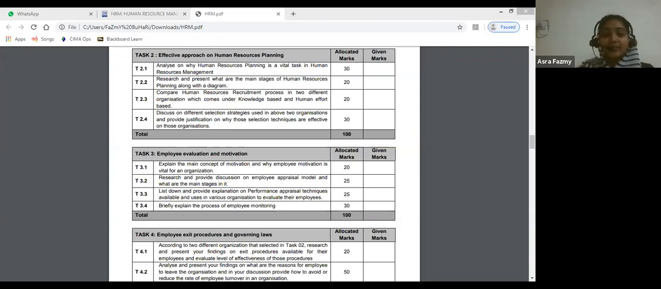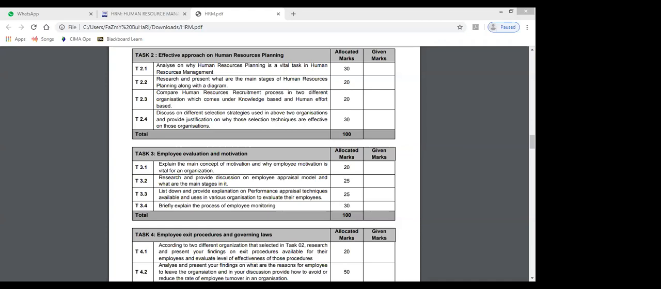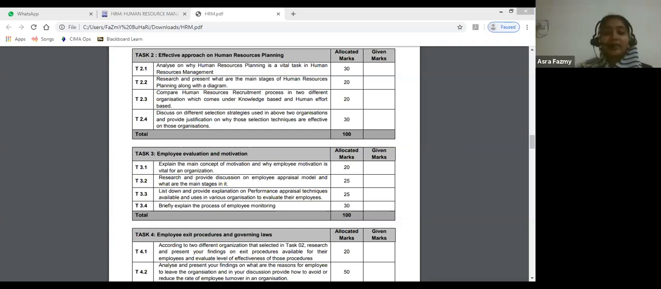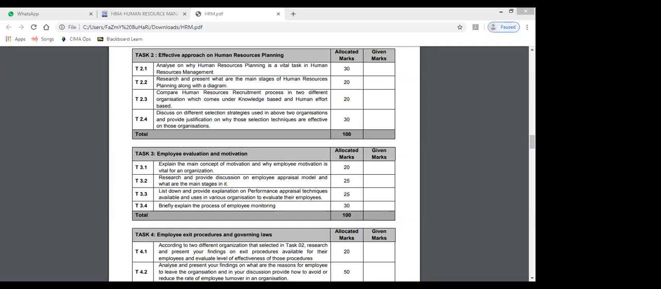And then list and provide explanation on performance appraisal techniques available and used in various organizations to evaluate employees. That is exactly what we did today. Tell what appraisal techniques are, and there are group evaluation techniques and individual evaluation techniques. And out of the two, you have to explain at least two of each. Okay, 360 degree appraisal, at least around 3 or 4 techniques you have to explain, all what you have studied today, for better marks. Is that clear?